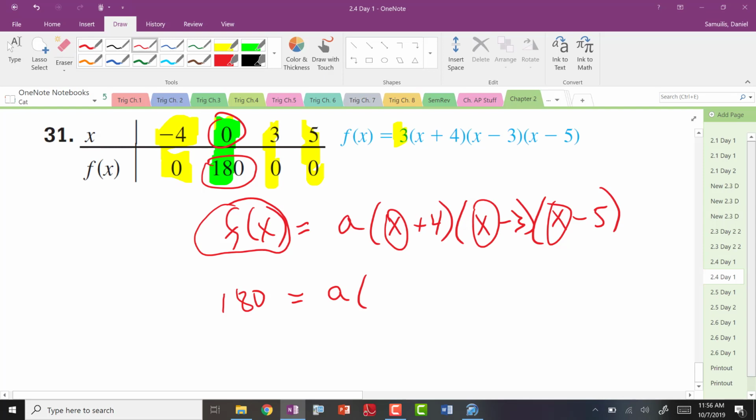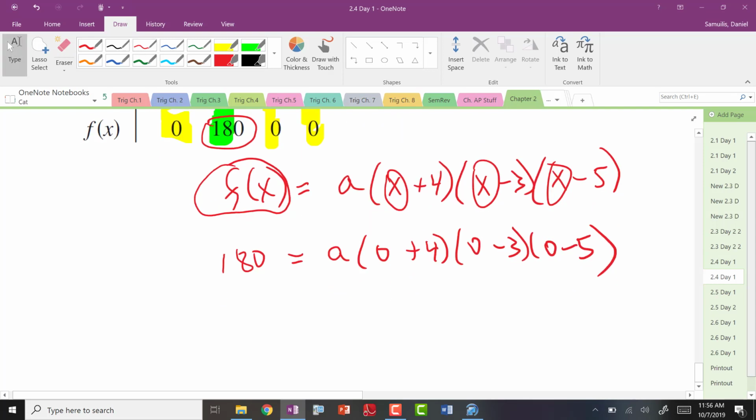Now again, this could be any coordinate. It could be 7 comma 88. You'd put in 7 for x. Don't tell me that's difficult. What's 7 plus 4? 11. What's 7 minus 3? 4. What's 7 minus 5? 2. And you could just solve just like I'm going to do on this one. So please understand, it does not have to be the y-intercept. They just chose this particular coordinate.